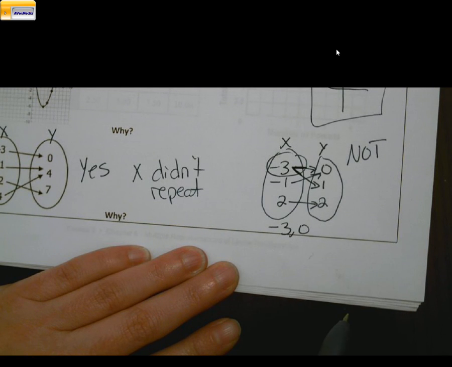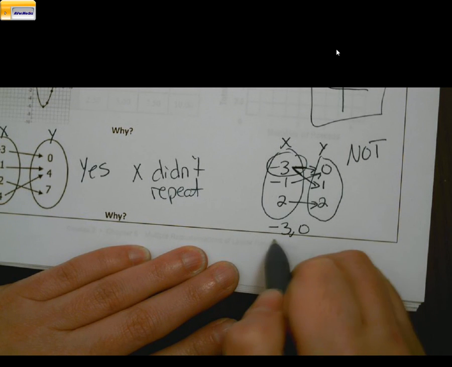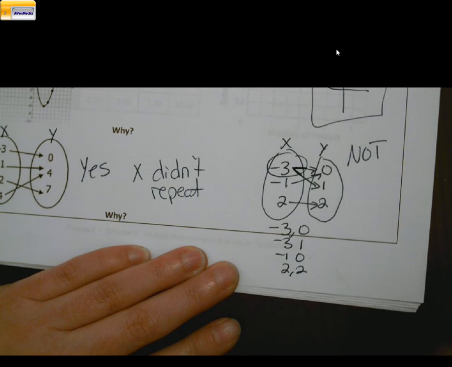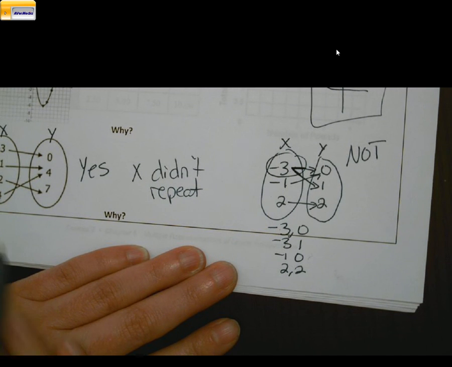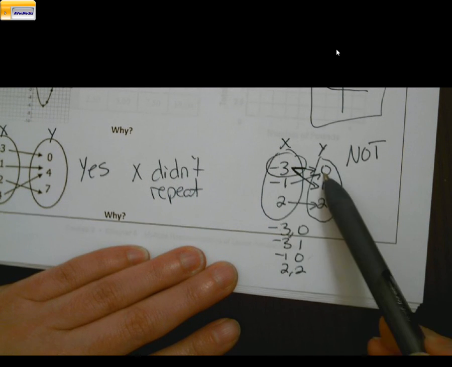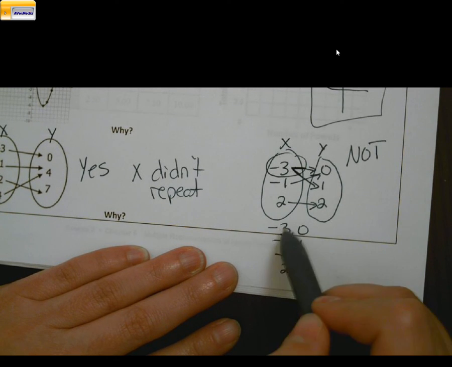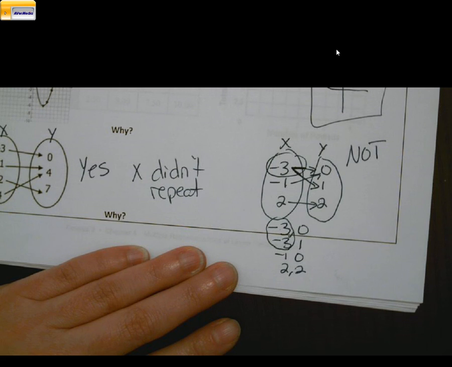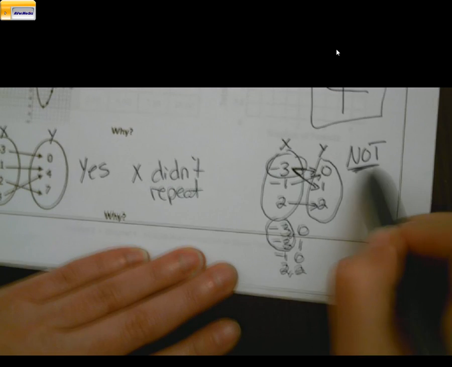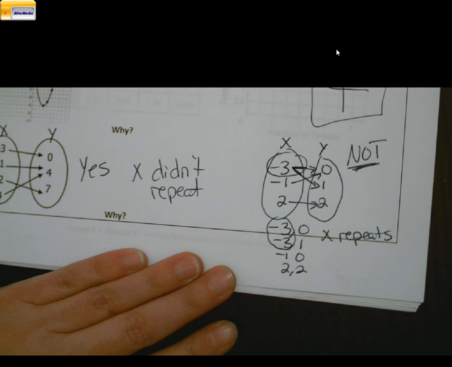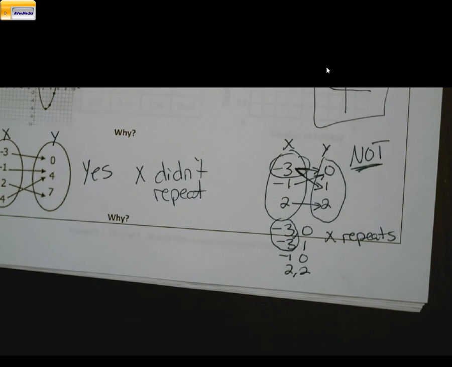So another way to think about it, I'm just going to write my ordered pairs. -3, 0, -3, 1, -1, 0, and 2, 2. The -3s I can see here, there's two of them. It repeats. Now, some kiddos get confused because two of the x values were going to the same y. That's okay, because when I'm looking here, the y's, it doesn't matter if the y's are repeating. It only matters if the x's are repeating. Those -3s right here are what makes this not a function because x repeats. I can't have it where x repeats. Okay, so that's all about functions.